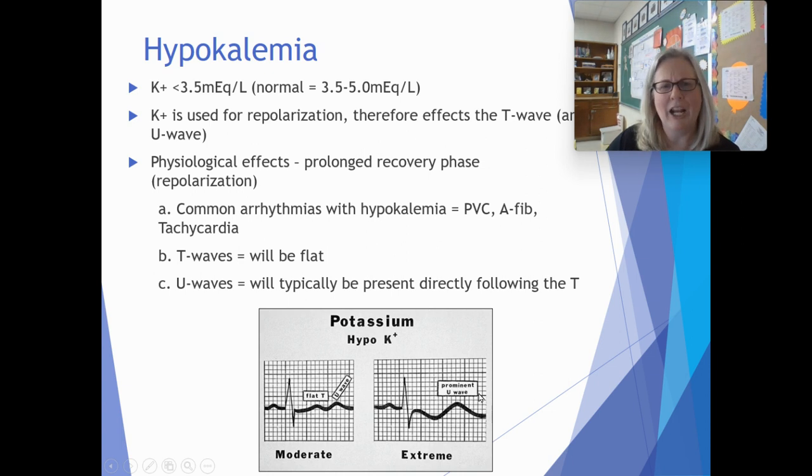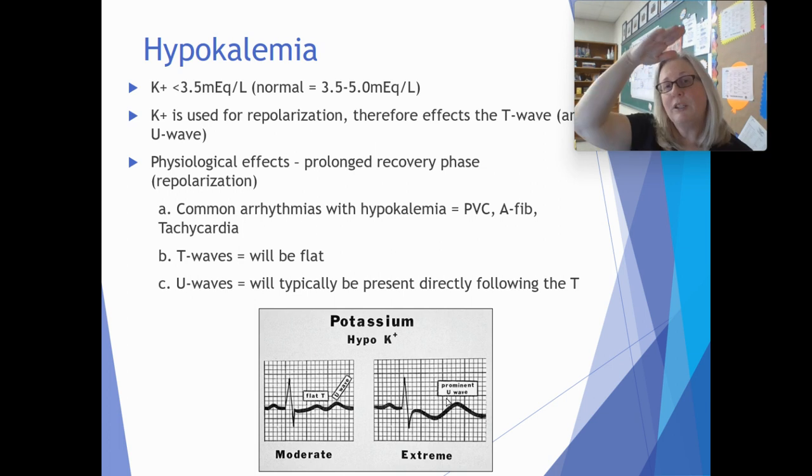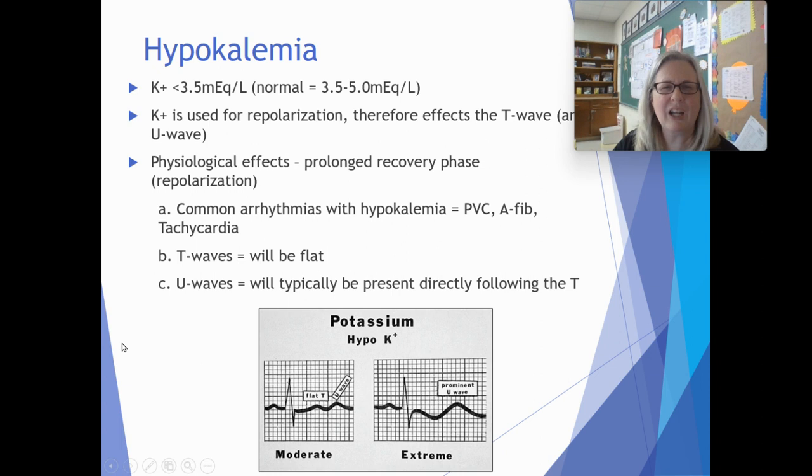Yeah, I know, right? So this is a flat T wave with a U wave after it, and this is an inverted T with a U wave after it. So it could present as both. That's what hypokalemia looks like. Okay, hyper is tall T waves, hypo is flat. That's really all you kind of need to know.